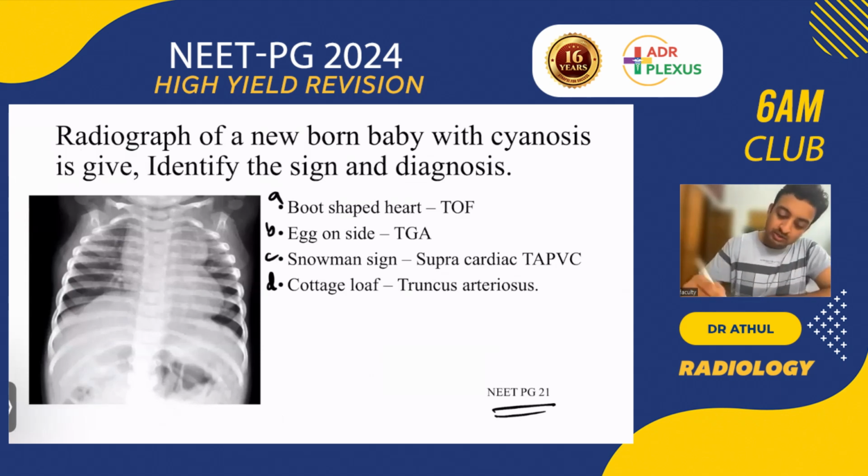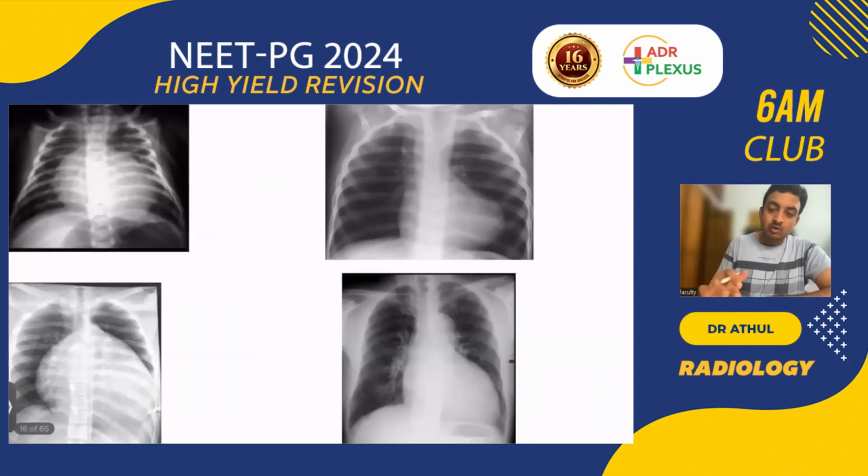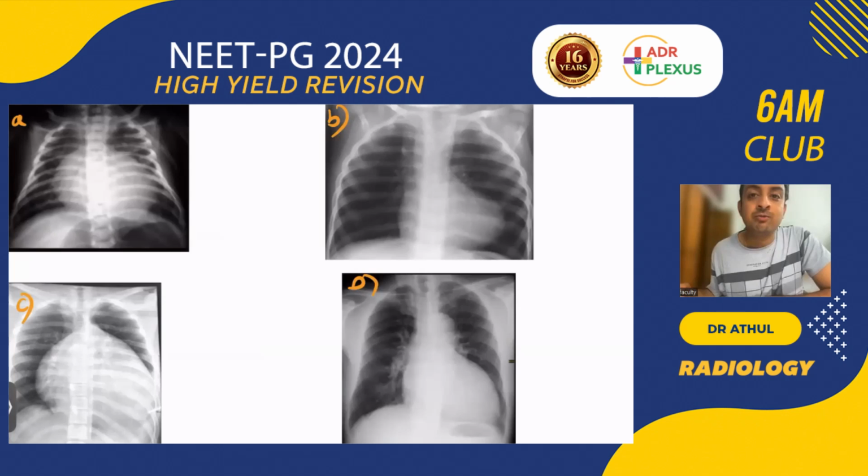Yeah. So this is snowman, which is seen in supracardiac type of TAPVC. And now we will quickly revise the heart shapes. So tell me what is A, what is B, what is C, and what is D. If you tell me all the four, that's all. Cardiovascular system in radiology, the most important topics are covered.